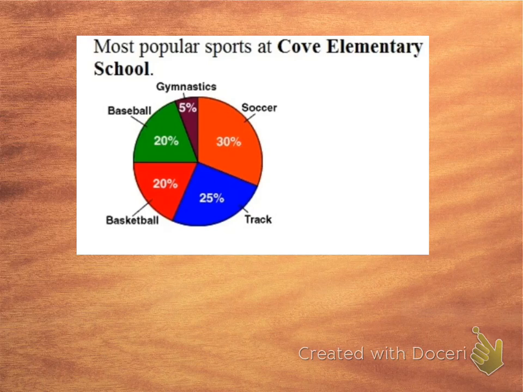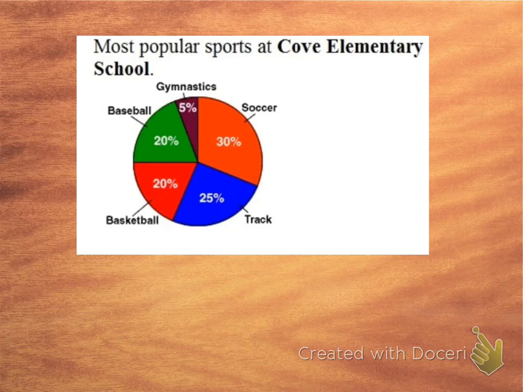Okay, and then you have a title and you have the labels. But this one, they not only made the pieces of the pie the right percentages, but they've actually labeled them with the percent. So this one you don't have to measure. All the work is done for you. So if I asked you a question from this one, like what percent of the people play either baseball or gymnastics? Well, baseball's 20 and gymnastics is 5, so that would be 25% of the people. That'd be exactly 1/4.